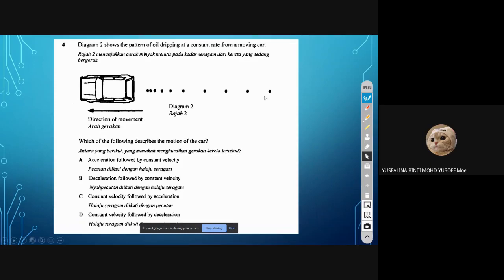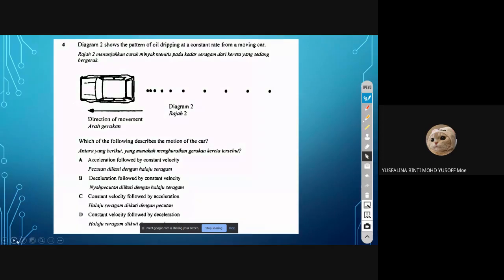For number 4, which of the following describes the motion of the car? Starting from here, you can see the distance between the two dots is the same. Same distance means the velocity is the same, so constant velocity. Then starting from this point, you can see the distance is decreasing, so the velocity is decreasing. Velocity decreasing means deceleration. So the answer should be D.